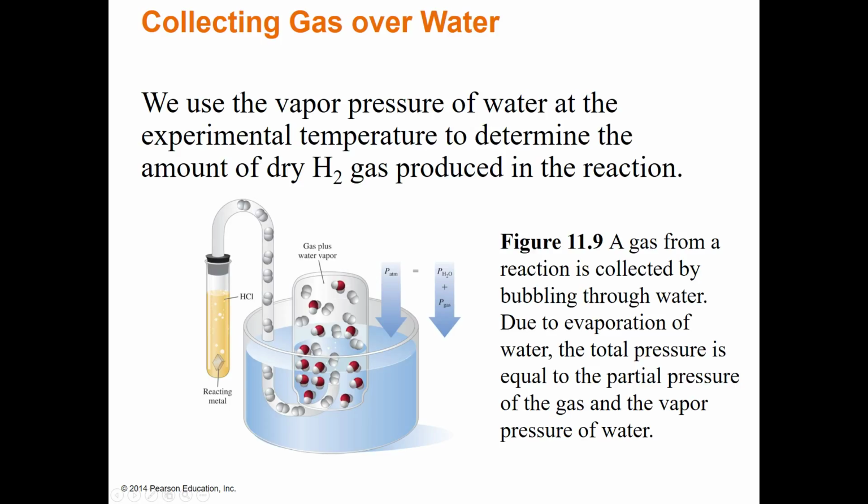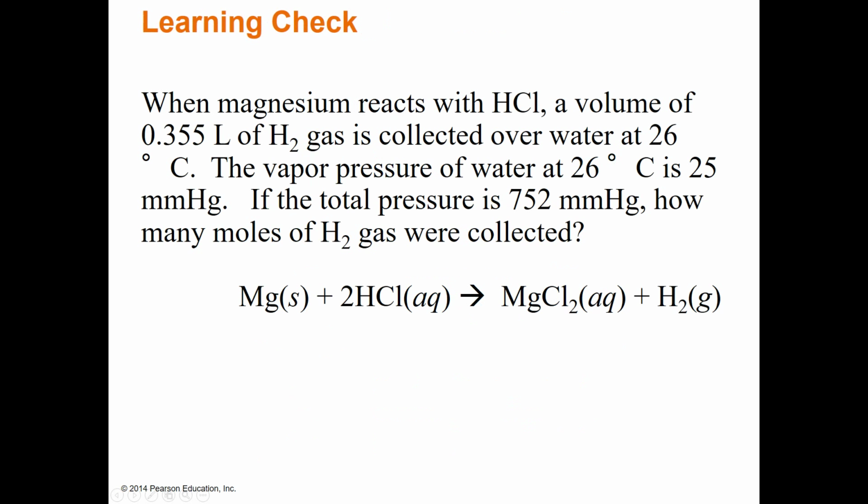And we're going to go ahead and use this information to work on a problem. So when magnesium reacts with hydrochloric acid, a volume of 0.355 liters of hydrogen gas is collected over water at 26 degrees Celsius. The vapor pressure of water at 26 degrees Celsius is 25 millimeters of mercury. If the total pressure is 752 millimeters of mercury, how many moles of hydrogen gas were collected? So we have the equation given, we're given volume, we have temperature, and then we're given the total pressure, and it says how many moles of hydrogen gas were collected.